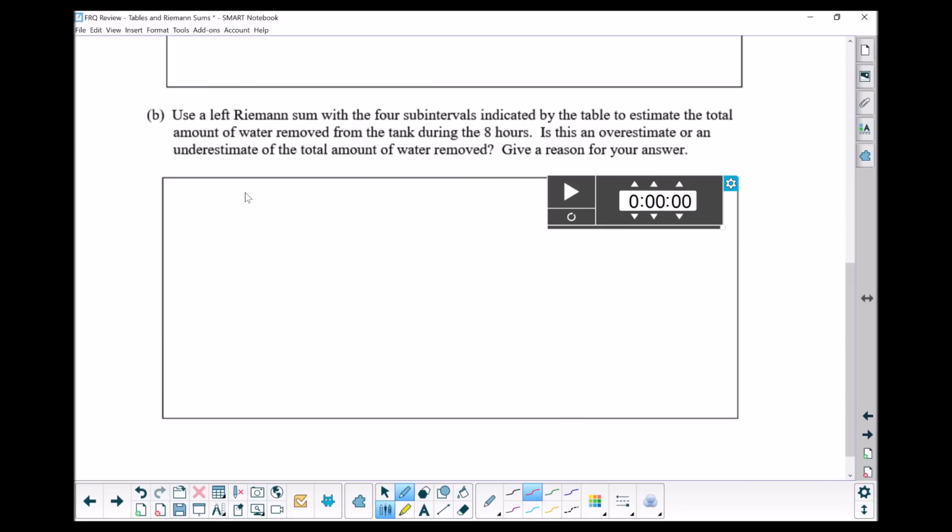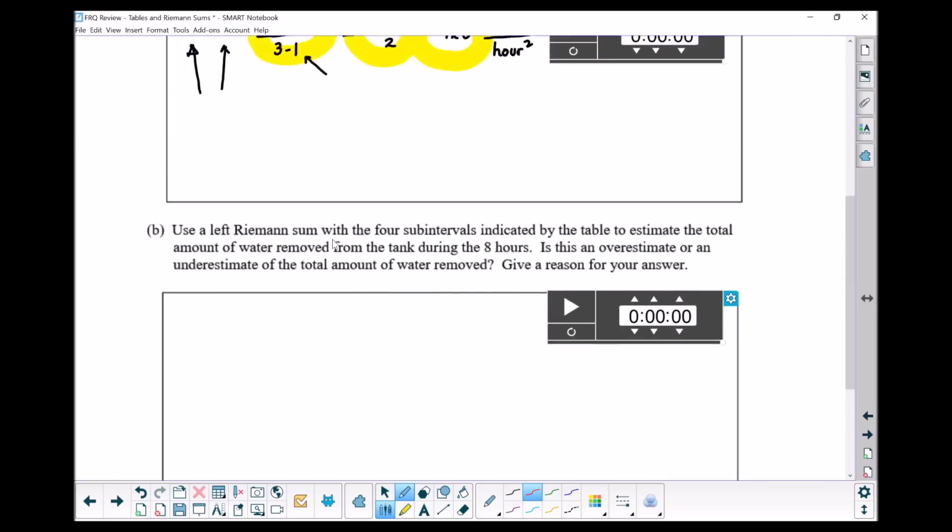So we have to really understand the idea of the Riemann sum. 4 subintervals. Now I know that if you have the document with you, you have the table. I unfortunately have to scroll up to get this table.